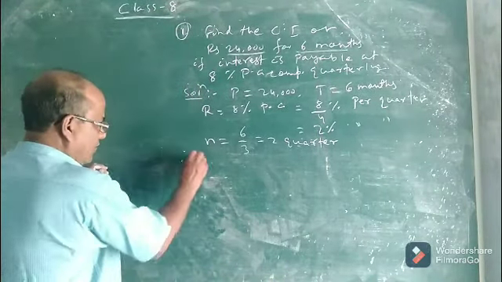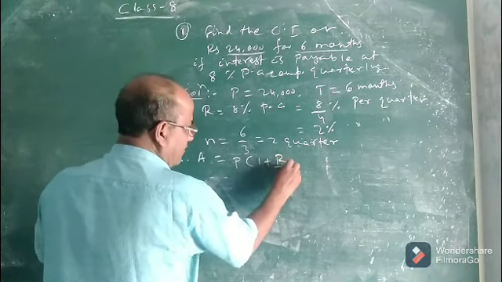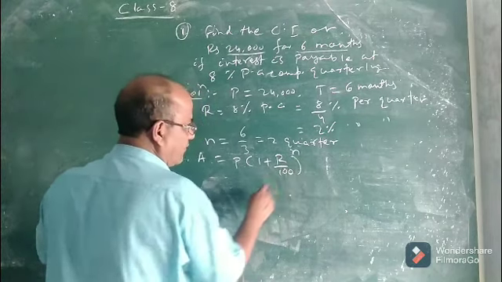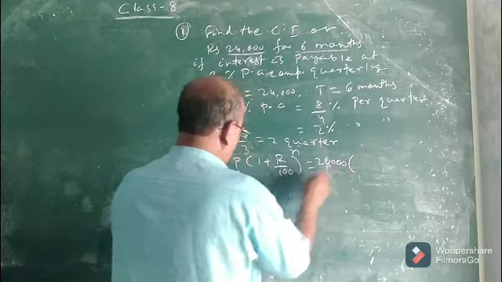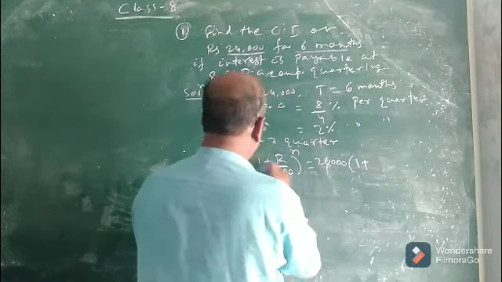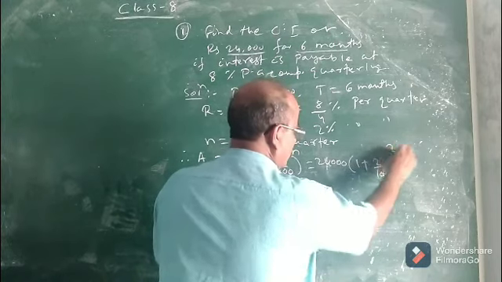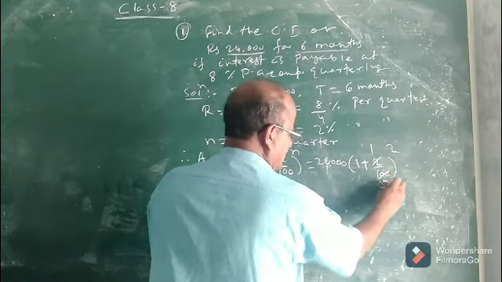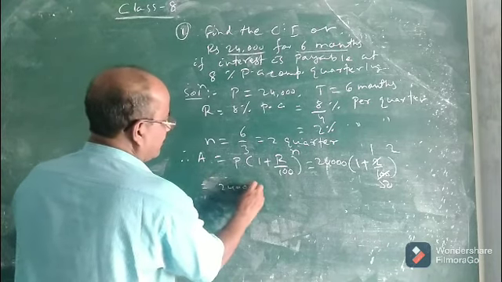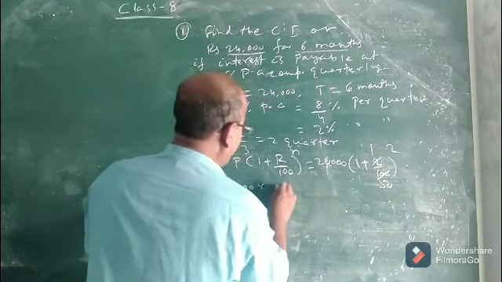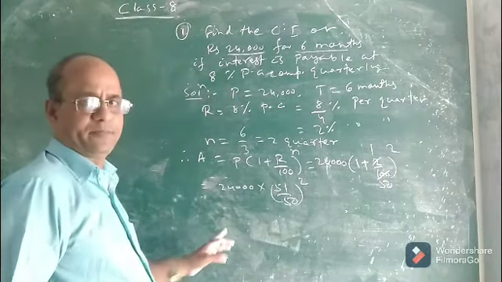You know, the amount is equal to P into (1 plus R by 100) whole to the power N. So you put the value now. It is 24,000 into (1 plus R) — R is how much? R is 2 by 100, whole to the power 2. Now you cancel 50. So this will be 24,000 into (51 by 50) whole square.